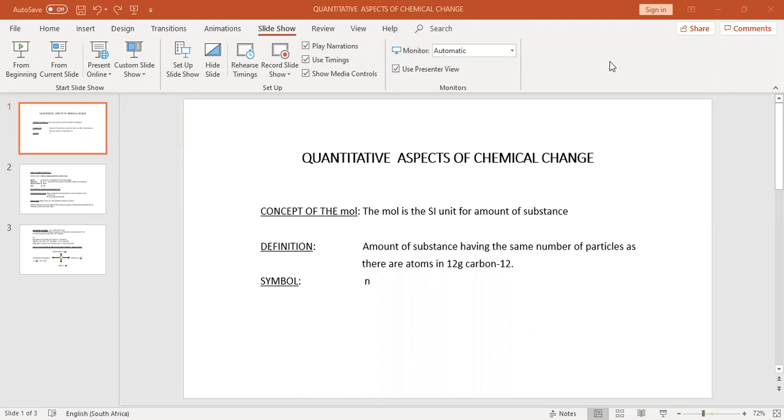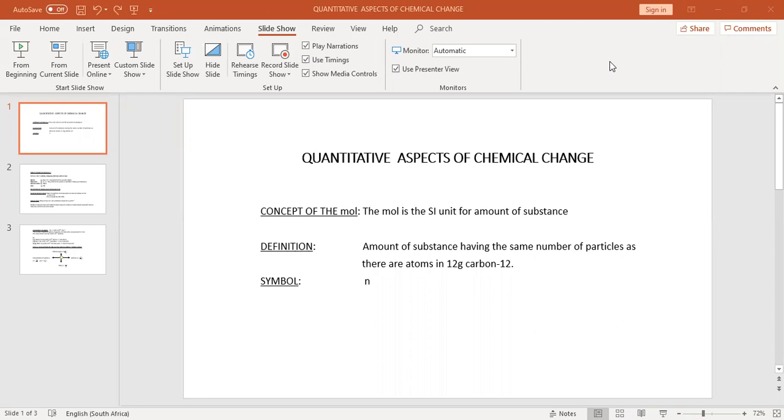Now let's look at the definition. It says the amount of substance having the same number of particles as there are atoms in 12 grams carbon 12. So why carbon 12? Well, there's carbon 13 and carbon 14. Carbon 12 has 6 protons and 6 neutrons, and that's the one they used to compare for everything else.